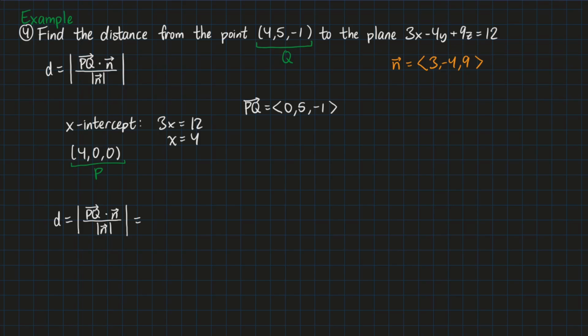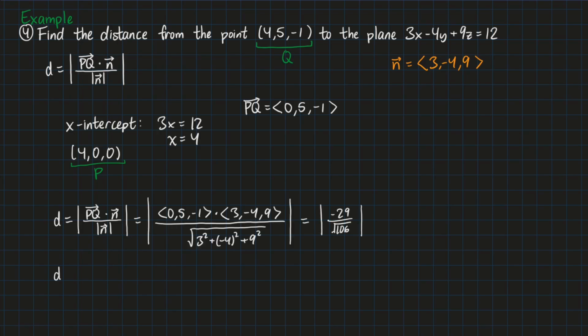So now we can plug in some values. Vector PQ is (0, 5, -1). We're dotting that with vector n, (3, -4, 9), and we're dividing this by the magnitude of vector n. So the distance between the point and the plane is approximately equal to 10.3 units.